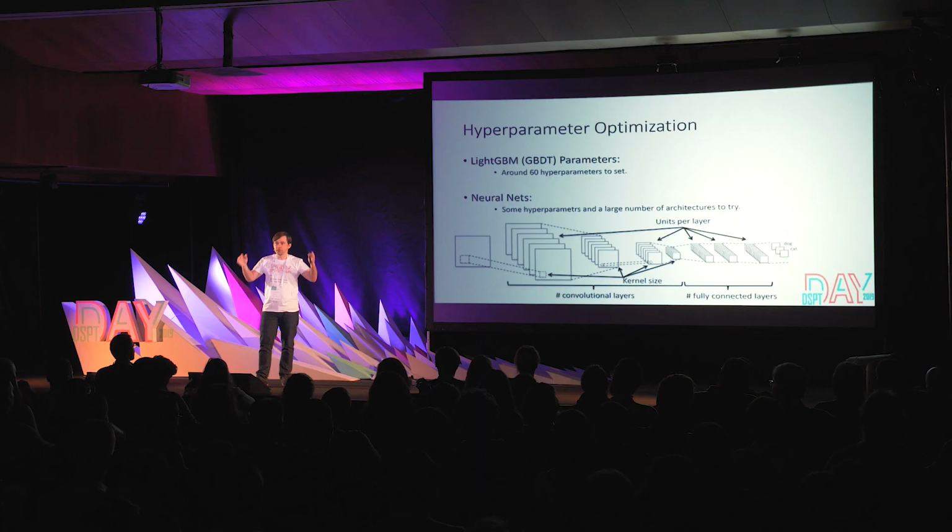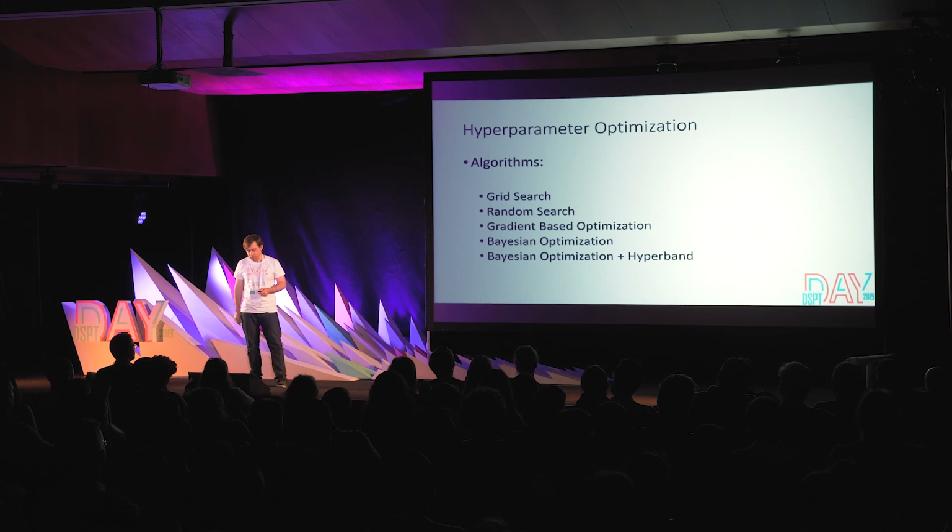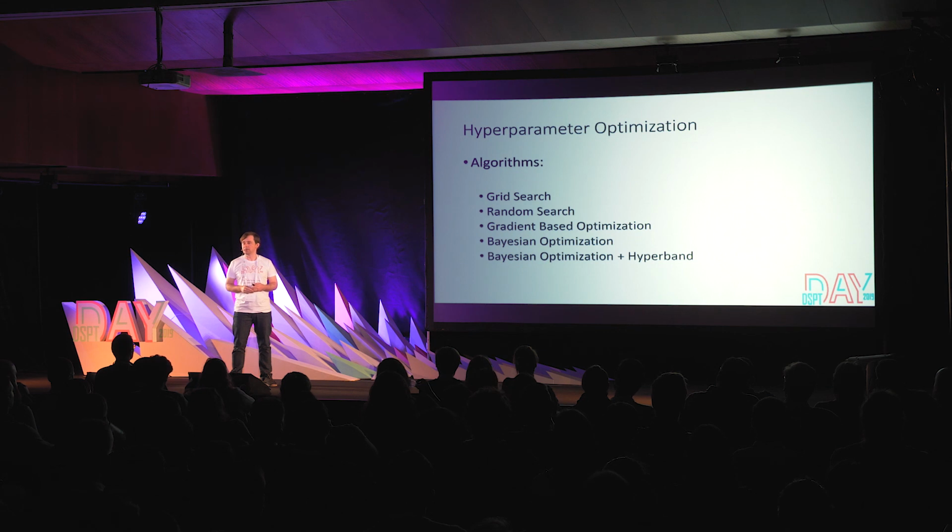The same goes for neural networks, but with neural networks, there are hyperparameters and there is the neural network architecture at the same time. So for hyperparameter optimization, there are several algorithms. Some classical algorithms like grid search and random search have been used for two decades. But the state of the art is based on Bayesian optimization right now.